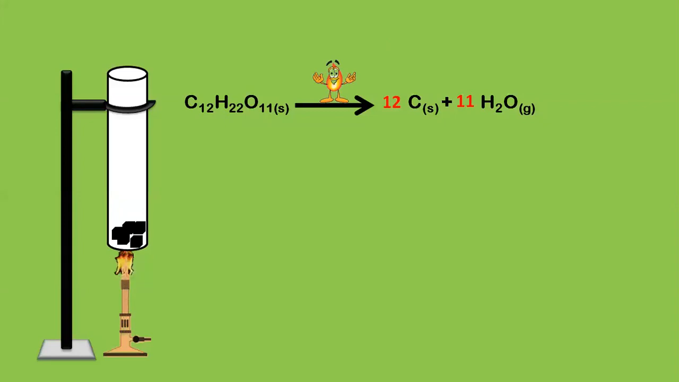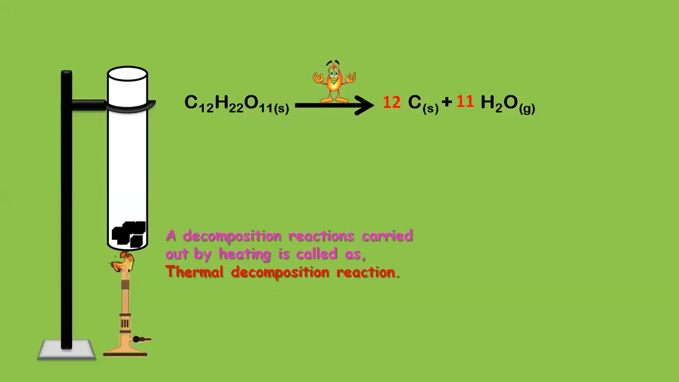Okay, so this reaction is an example of decomposition reaction which was carried out in the presence of heat. So decomposition reactions which are carried out by heating are also termed as thermal decomposition reactions. Make a note of this, students. It is also called a thermal decomposition reaction. So the decomposition reaction which is carried out by heating is called a thermal decomposition reaction. Is it clear to you?